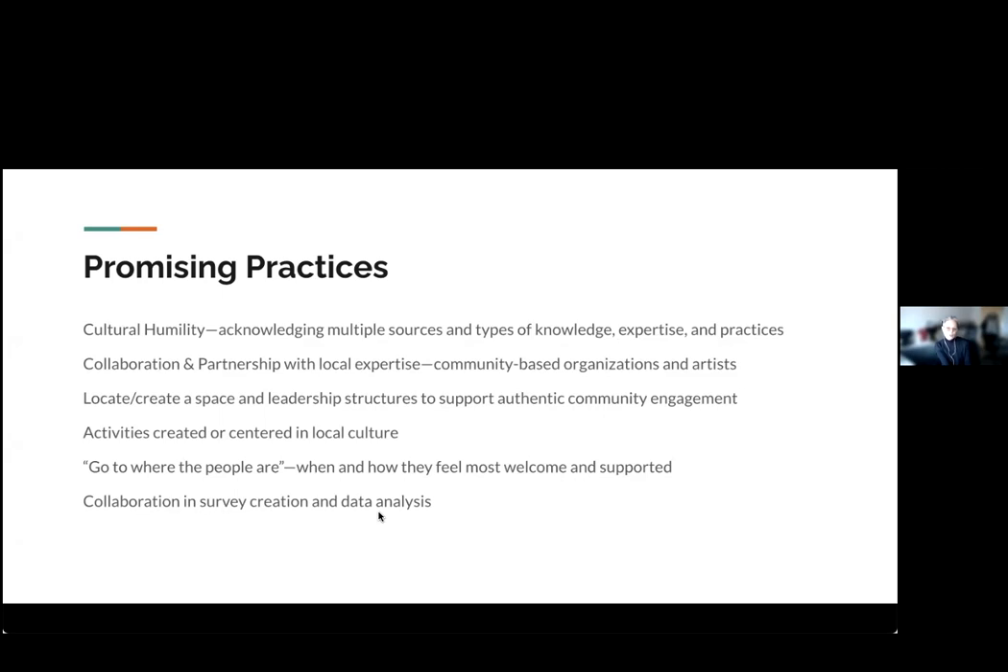This collaboration with community-based organizations and artists, and really importantly, locating and creating a space and leadership structures. And I want to refer back to Scott's document of cooperations to support authentic community engagement. Yes, we spent months developing that kind of contract or agreement and coming up with ways to make decisions, but it was so important. I continue to learn. I think that relates to cultural humility, acknowledging these multiple sources and types of knowledge. I continue to learn from our partners and from everyone, my colleagues here.